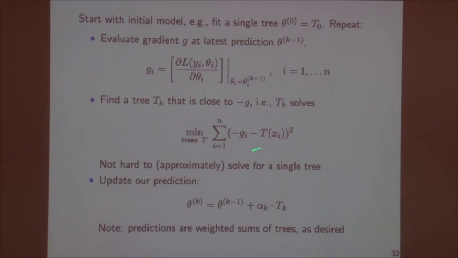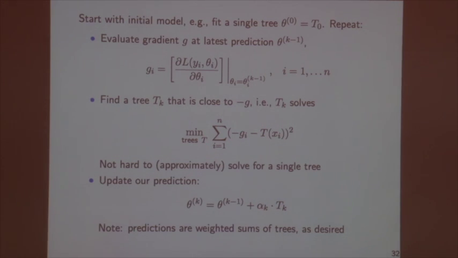But we have an additional optimization problem that is forcing my gradient to be, I'm basically picking the tree that is most aligned with the negative gradient. Okay? So I'm trying to enforce myself to have a predictor that is based on trees. That's what I want. And this is a problem that is not hard to approximately solve, at least for a single tree. And then you will update your prediction in the gradient descent fashion. So your new prediction will be your previous prediction plus a step size alpha k times the latest tree that you found by solving this optimization problem.